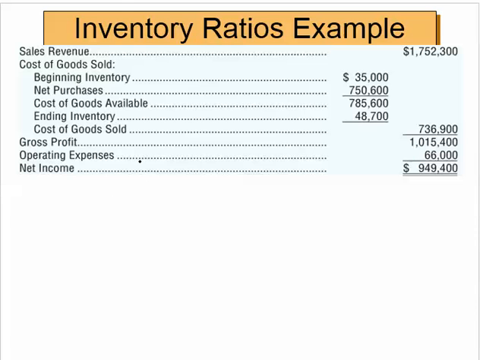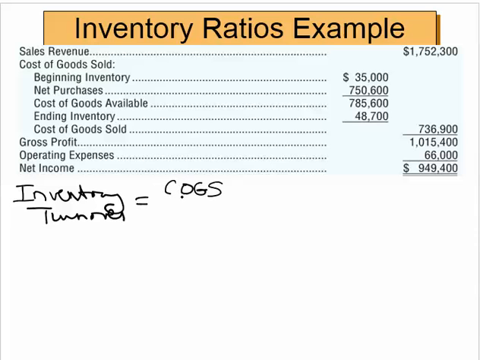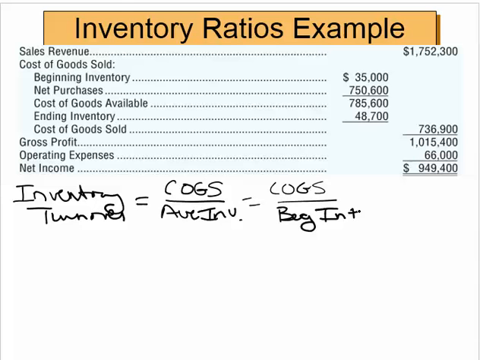Okay, so here's some information from a balance sheet or an income statement, and we can go ahead and prepare our inventory turnover ratio first. And we know that's going to be equal to our cost of goods sold, which I'm going to abbreviate as COGS, over our average inventory. And again, don't forget that our average inventory is our beginning inventory plus our ending inventory, all divided by 2.